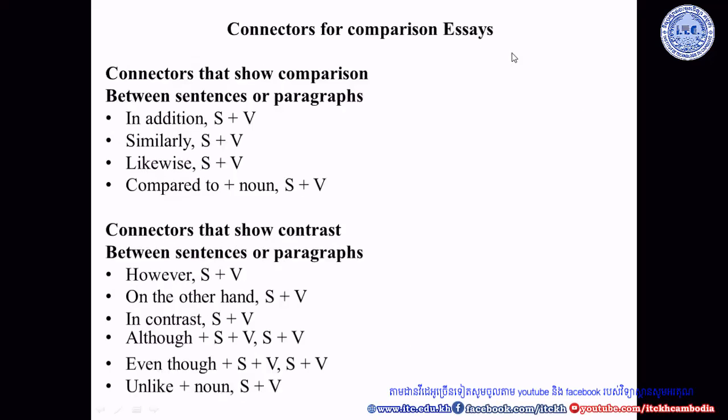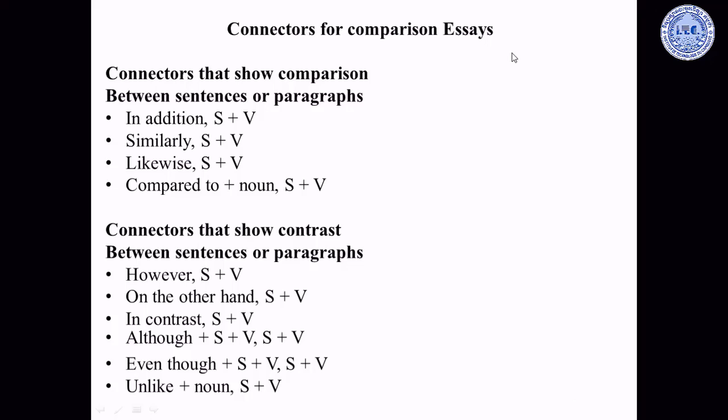Let's move on to another part, which is about connectors. Connectors play an important role in order to connect sentences or paragraphs together. We have two kinds of connectors. The first connector is to connect the similarity between paragraphs or between sentences. And the second connector is about showing contrast.